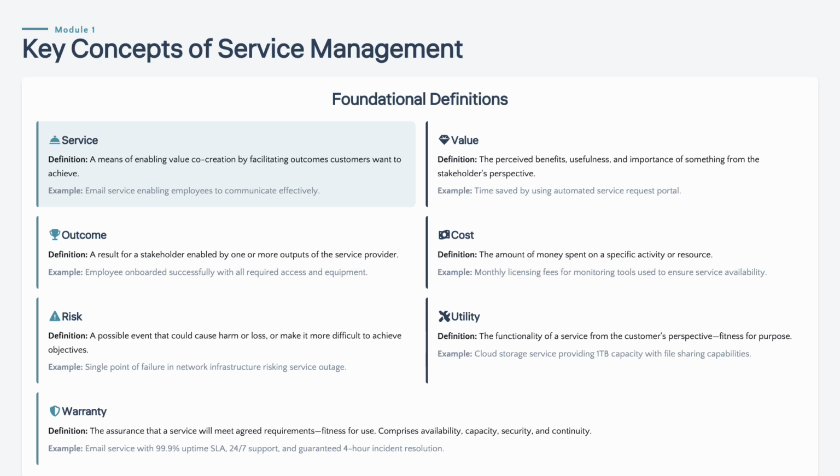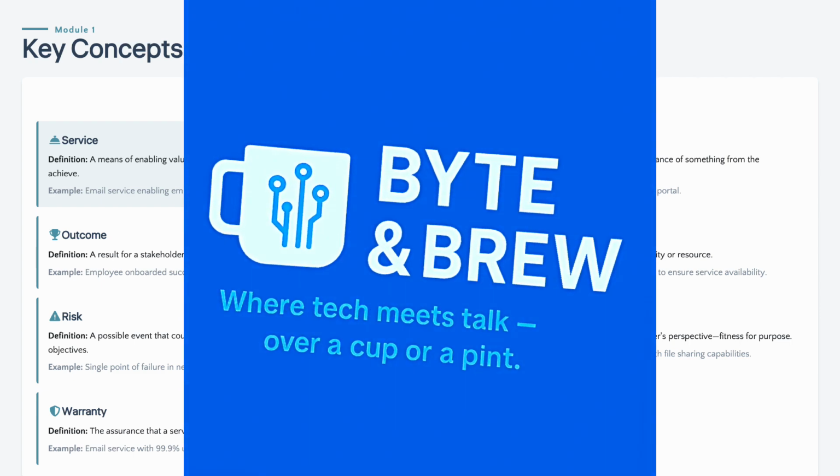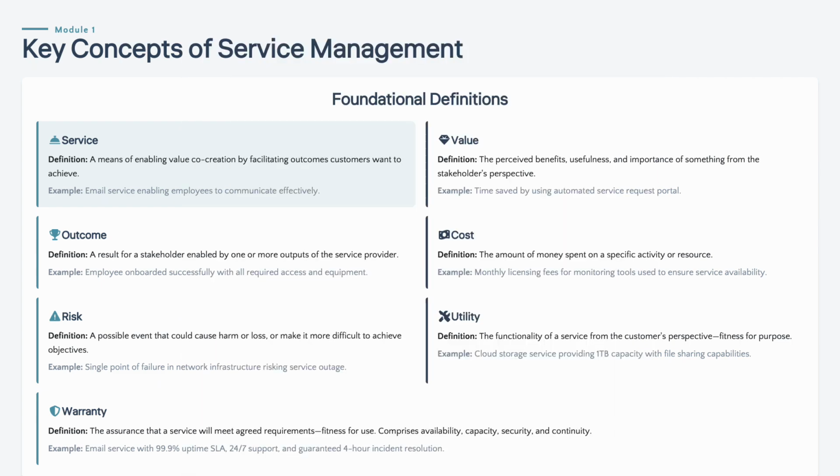First, let's understand one basic question. What is a service? So when we talk about service, if you go with the definition of service, it's a means of enabling value creation for customers by facilitating outcomes that customers want to achieve without the customer having to manage specific costs and risks.